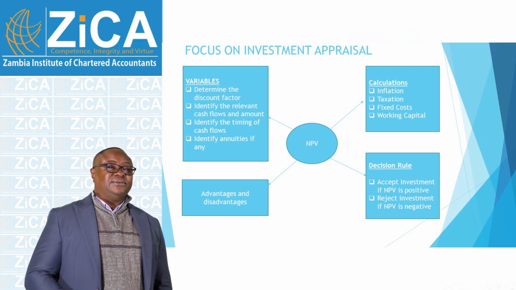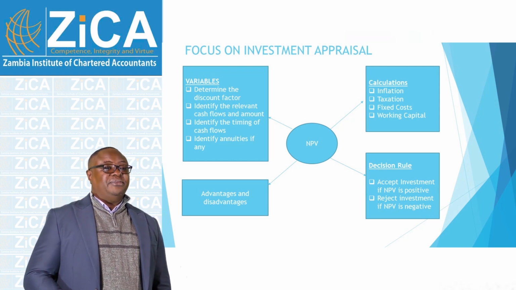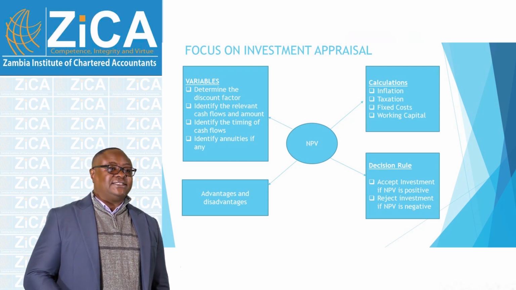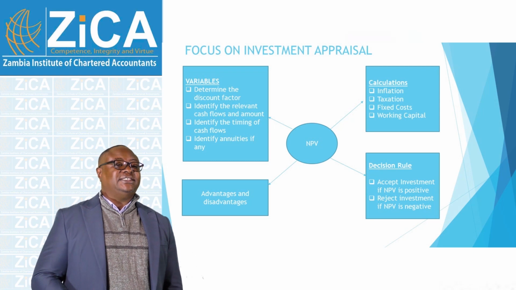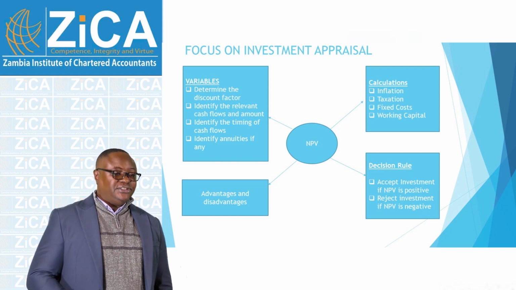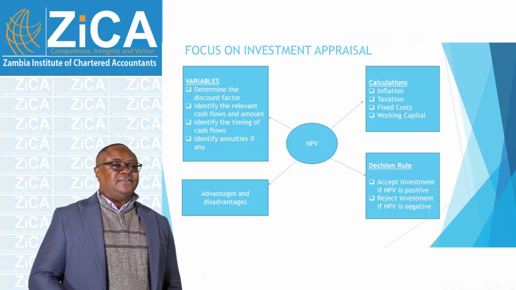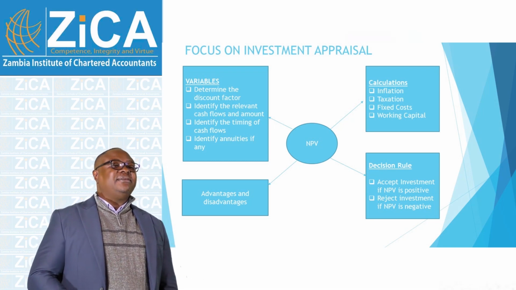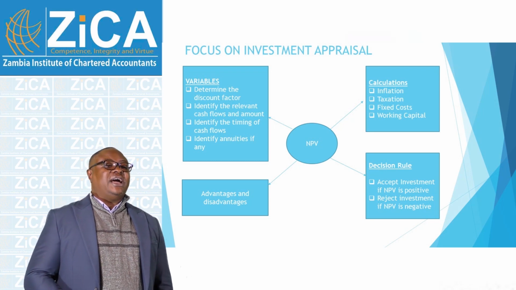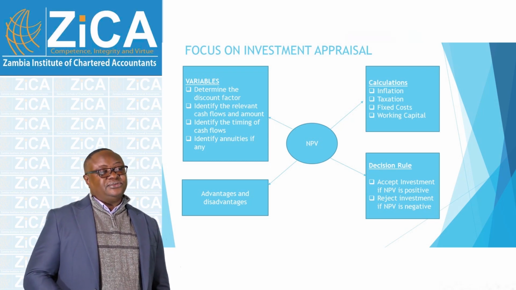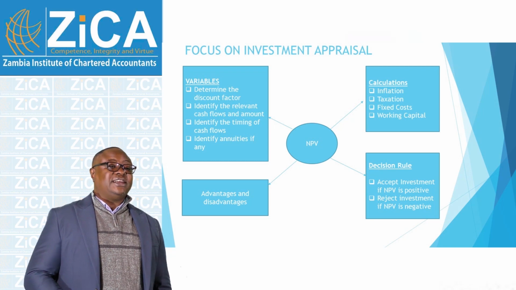The next aspect is to do with the calculations, where you'll be looking at how you inflate these cash flows, if there is any information about inflation, and how you tax these. Is there any information about taxation, capital allowances, corporate tax? You need to know that. Are there any fixed costs? These fixed costs that we are looking at, are they incremental fixed costs, or are they just allocated? You need to differentiate between the two so that you know which one is a relevant cash flow.